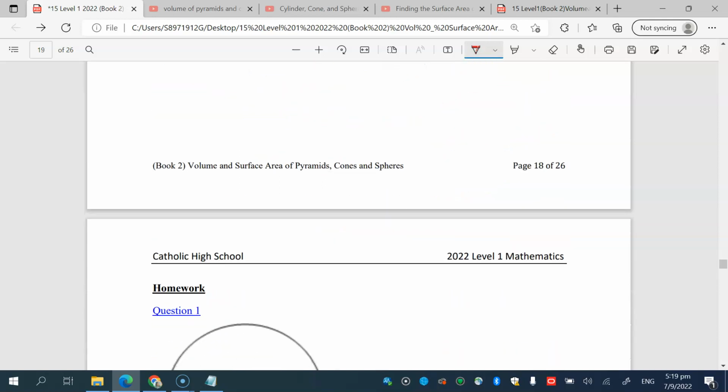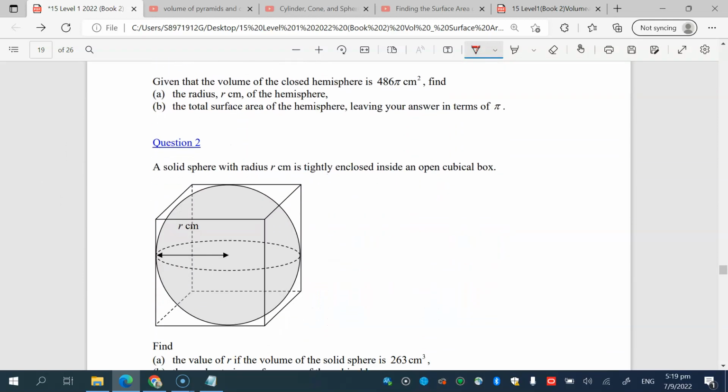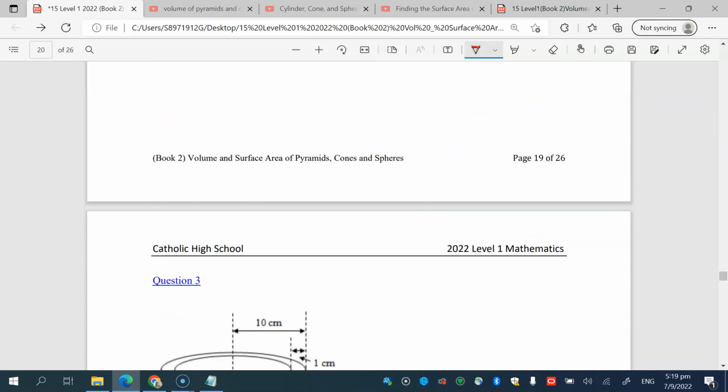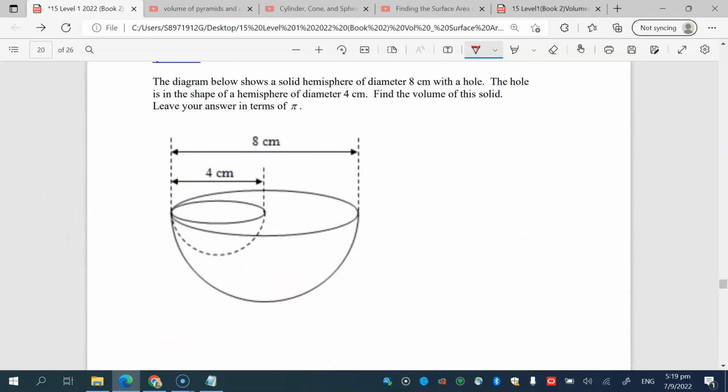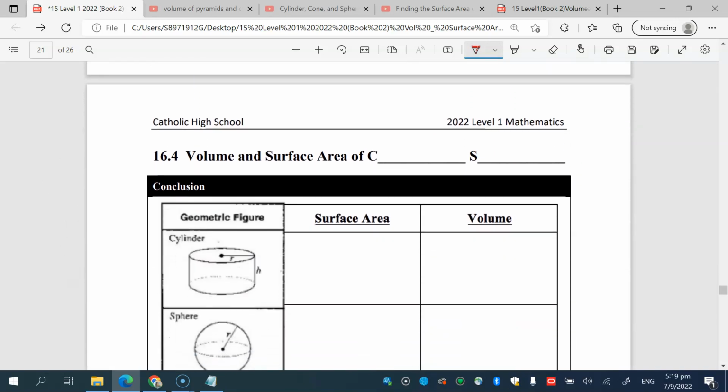With that, are we done? Yes, we're done with spheres. So very simple. You just have to remember the formula and then apply it correctly in order to solve for the different unknowns. Please try these homework questions on your own. Okay, and then let's look at the summary page over here. We're looking at volume and surface area of composite solids next.